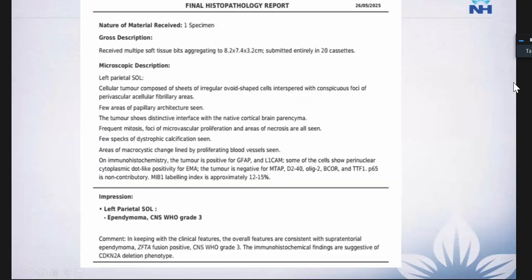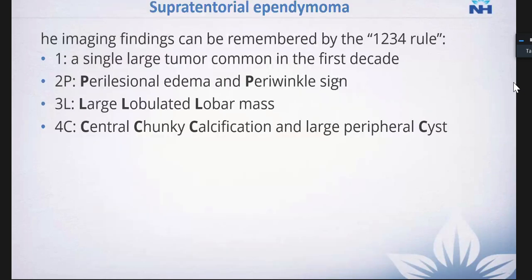The lesion was removed in toto, and it was sent for histopathology, which revealed it to be ependymoma, WHO grade 3. So these are the image sequences that you can use in a case of neoplasm. And this was a case of supratentorial ependymoma.